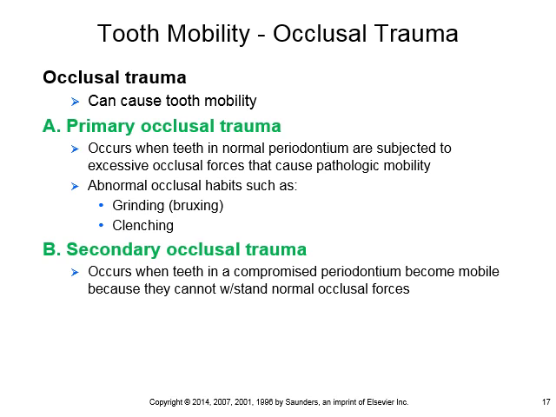This slide describes the difference between primary occlusal trauma and secondary occlusal trauma. Primary occlusal trauma exists when you have normal, healthy teeth and gums, and you have a parafunctional habit such as clenching or grinding your teeth. So you're putting excess occlusal forces causing pathologic mobility. Secondary occlusal trauma occurs when you already have a patient that has periodontal disease, and now they cannot withstand the normal occlusal forces.